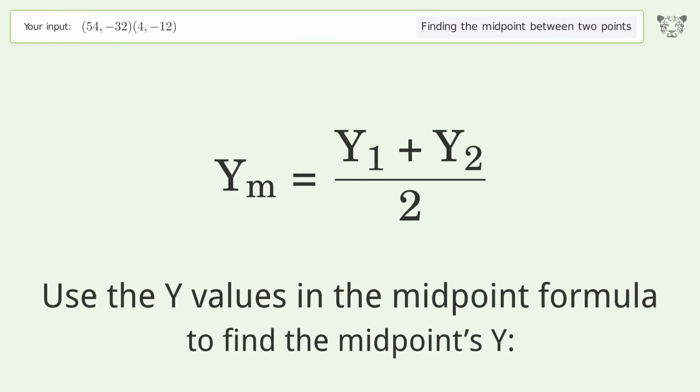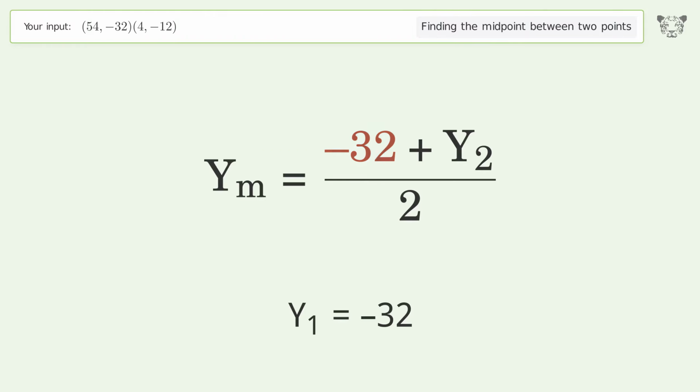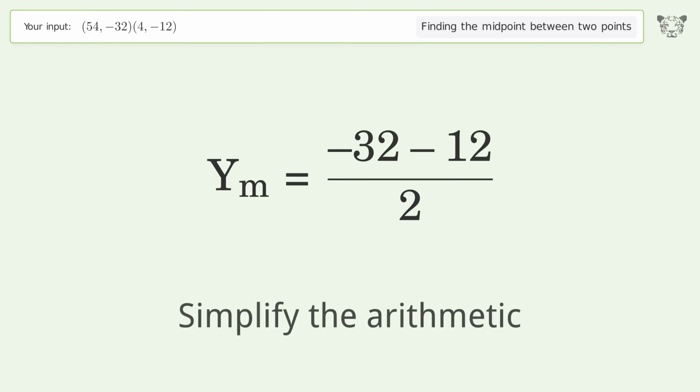Use the y values in the midpoint formula to find the midpoint's y. y1 equals negative 32. y2 equals negative 12. Simplify the arithmetic.